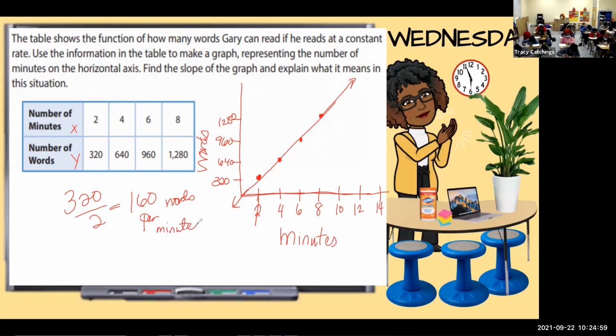So we graphed it as they told us. They said represent the number of minutes on the horizontal axis. They asked us to find the slope. She remembered slope is another name for unit rate. So if you forgot that, definitely make sure you get that. Slope is another name for a unit rate.